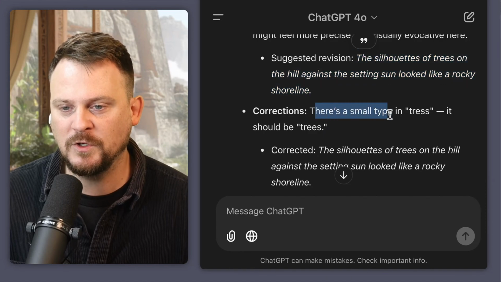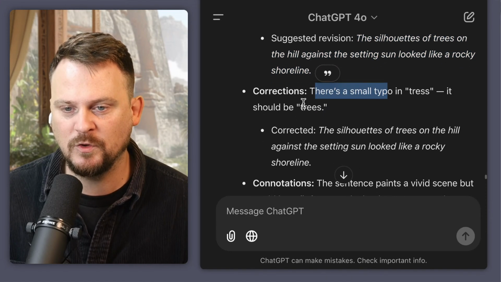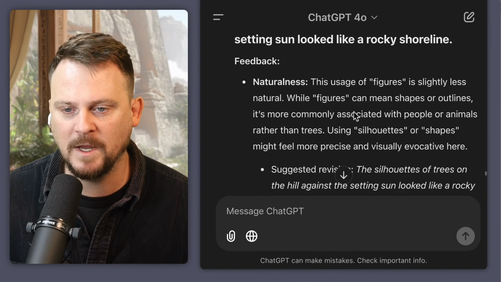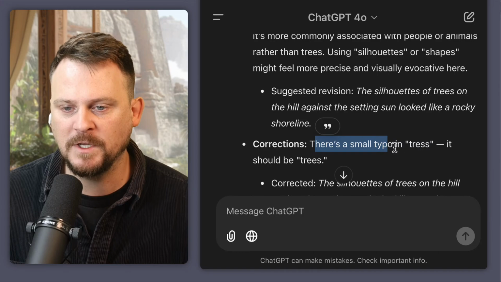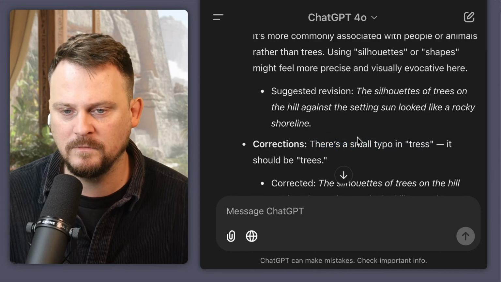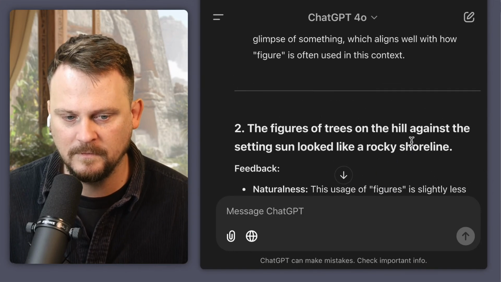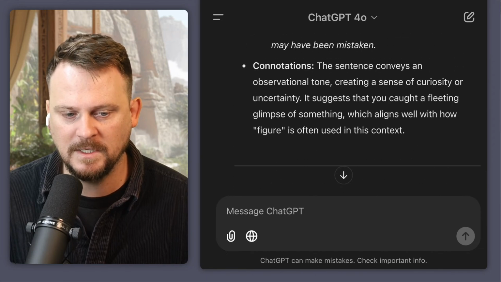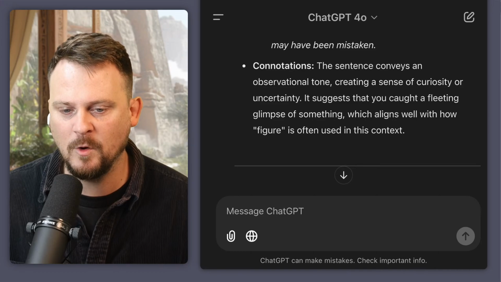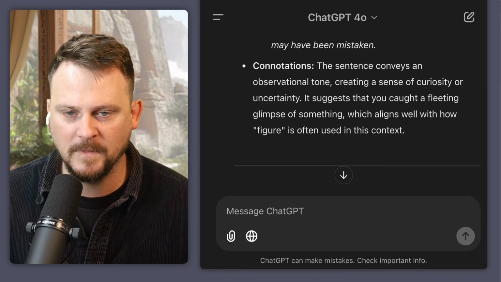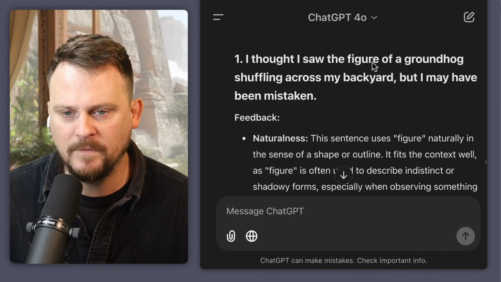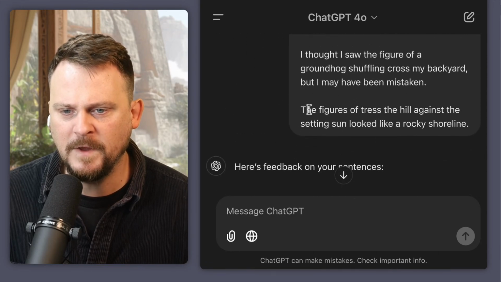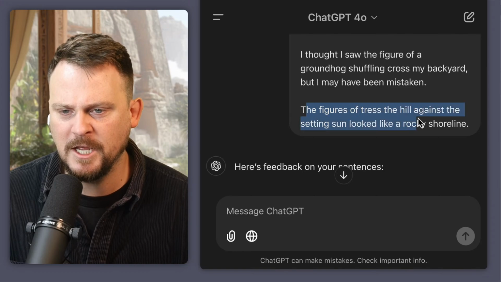The small typo in trees should be, tree instead of, what did I write? I did a typo, but I forget what the typo was. Oh, there's a small typo in trees. It should be, I'm sorry, but you've hit the daily limit for advanced voice. Oh, ChatGPT is telling me I hit the daily limit. I've just had it open since we started. Okay. Let me find what I wrote here. The figures of trees, the hill.